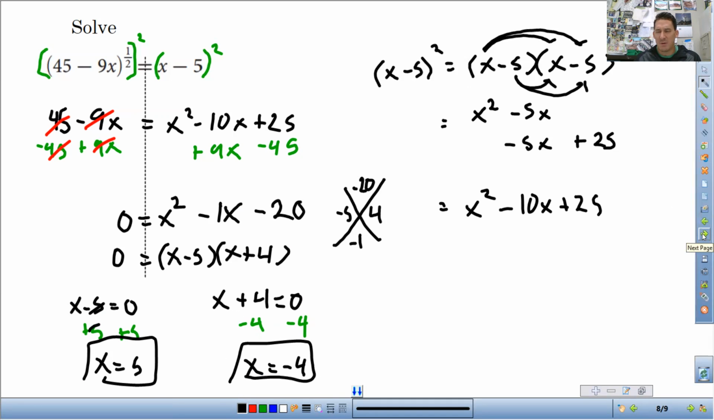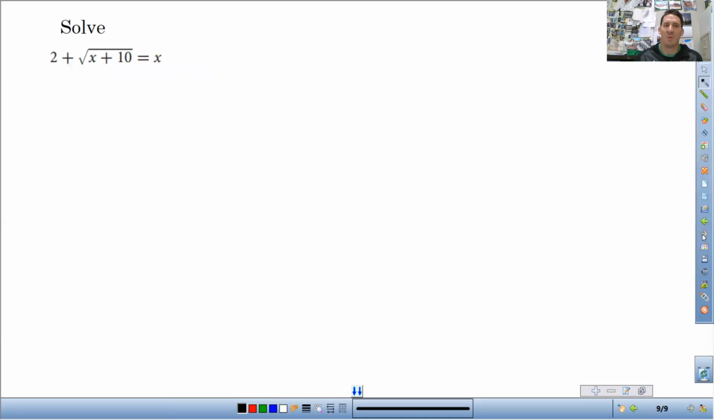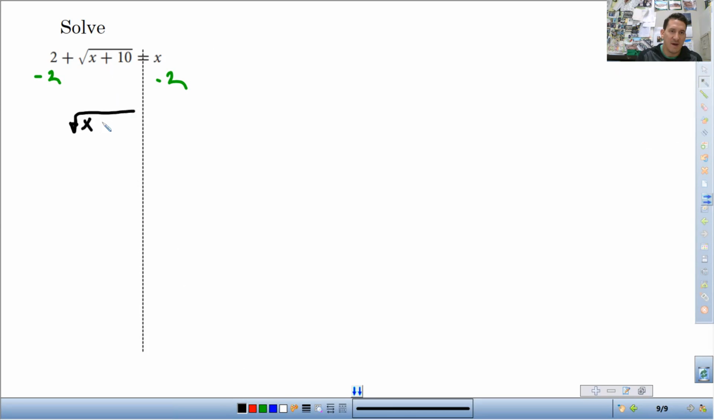Looks like maybe one more problem. Great, one more problem. So before I square both sides, I want to move the 2 over to the other side. It is a positive 2, so to move it to the other side, I need to subtract 2 from both sides. So I have the square root of x plus 10 is equal to x minus 2.